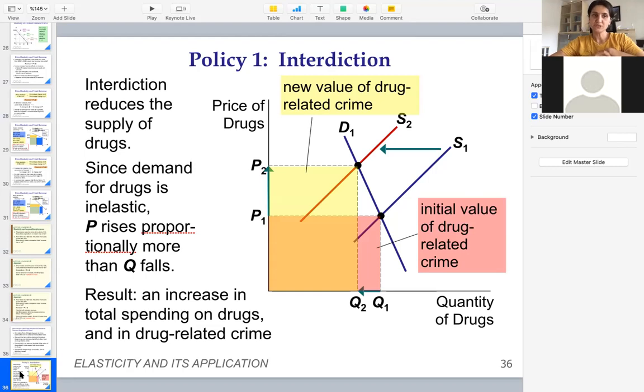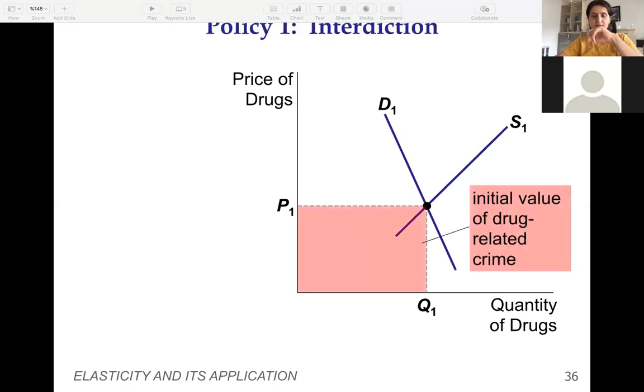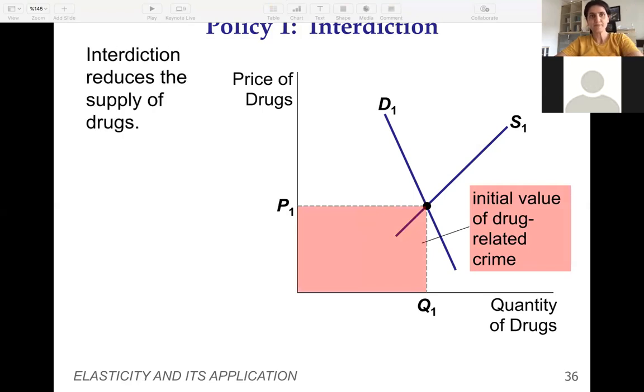Interdiction reduces the supply of drugs. How is it going to affect the equilibrium price? If supply decreases, equilibrium price increases, as you see from this slide. So this is the initial supply and demand, and the initial value of drug-related crime, the initial revenue. What will happen with the interdiction? Supply will decrease. With the decrease in supply, price will increase, quantity will decrease.